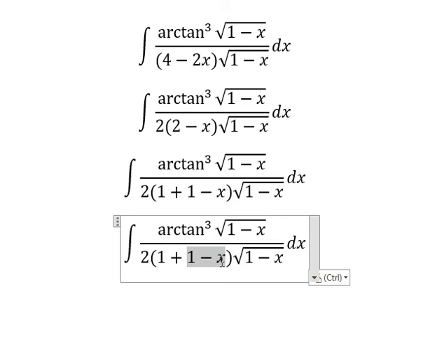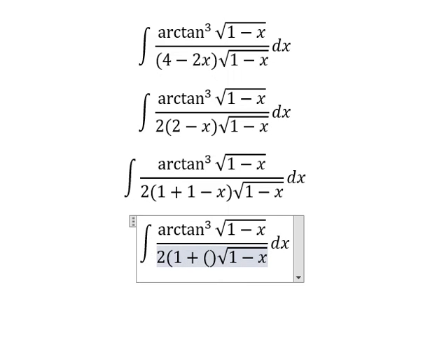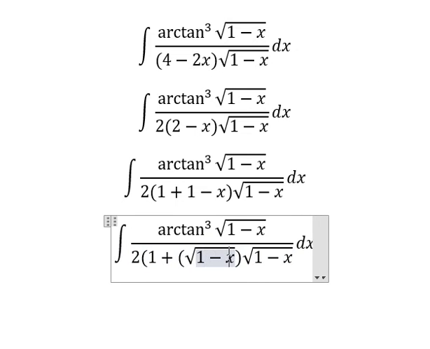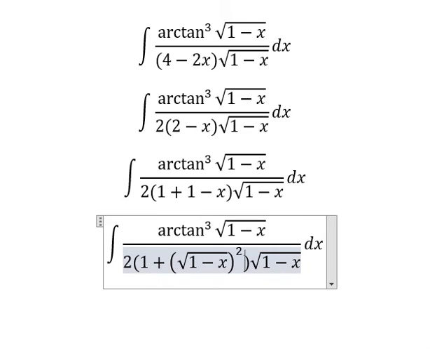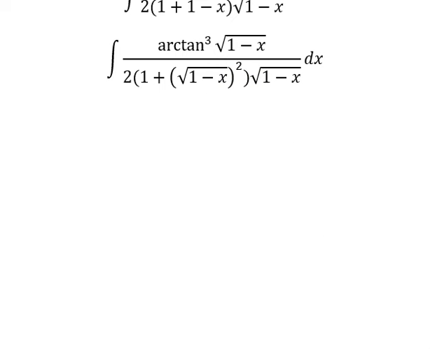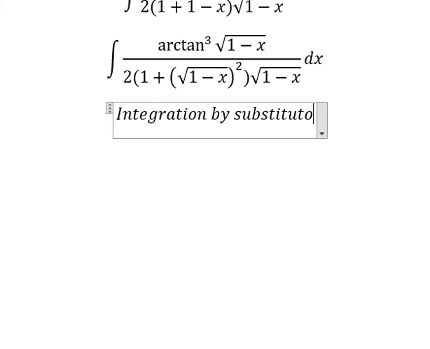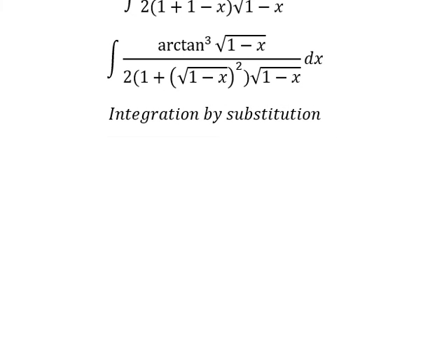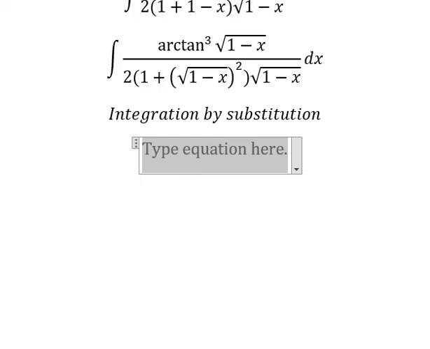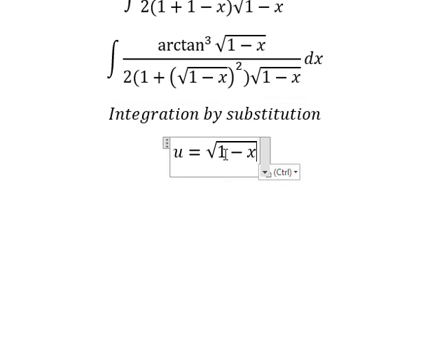And we know that 1 minus s we can transform into the square root of 1 minus s to the power of 2. Now we can use integration by substitution. So I will put u equals the square root of 1 minus s.